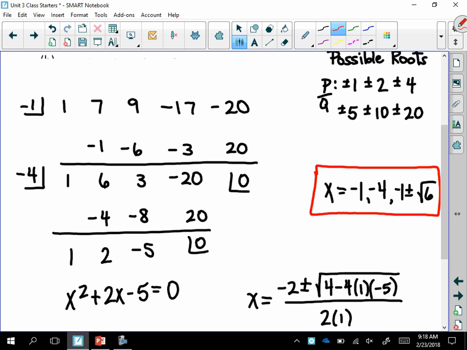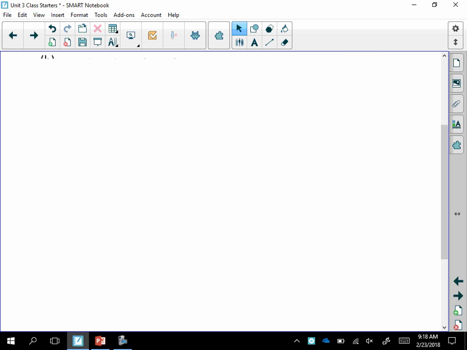Everybody good on 1A and B? We're going to do some more examples of that today as we go over the homework, but we're getting some good practice in with it.